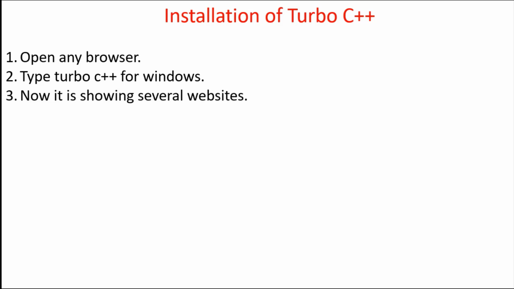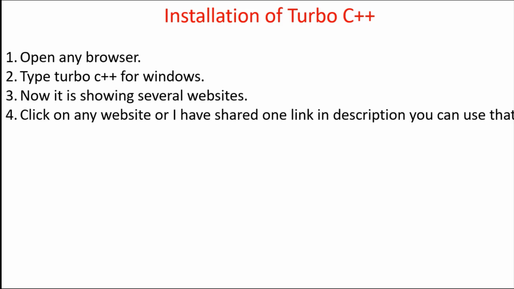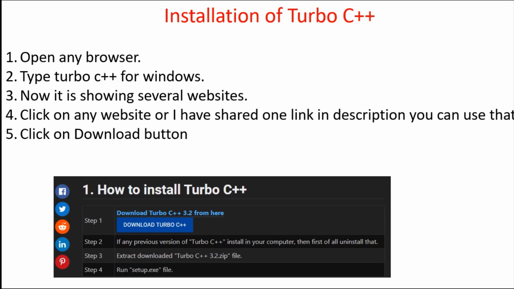Now it is showing several websites. Click on any website, or I have shared one link in description. You can use that. Now click on download button. You will get screen like this. After clicking on download Turbo C++ button, zip file will be downloaded.